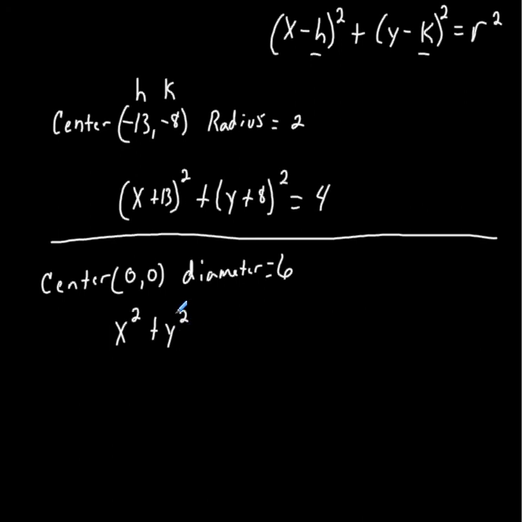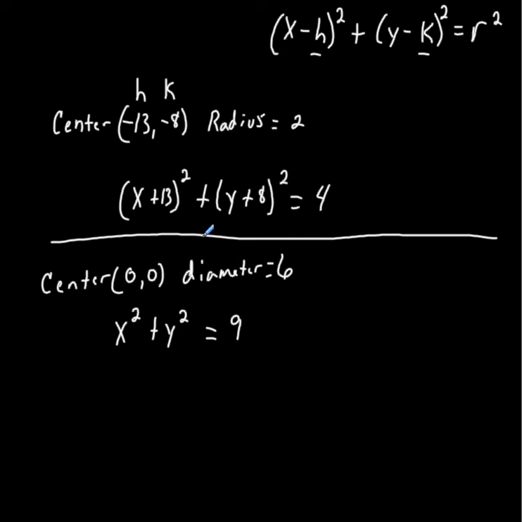So one thing we have noticed right here is if our center is the origin, we don't have to show the negative h and the negative k. We can just say x squared plus y squared if the center is the origin. Now diameter here. What is diameter? How does that relate to radius? Well, diameter is twice the radius. So what's half of the diameter? 3. 3 squared then would be 9. And so there's the equation of that circle.